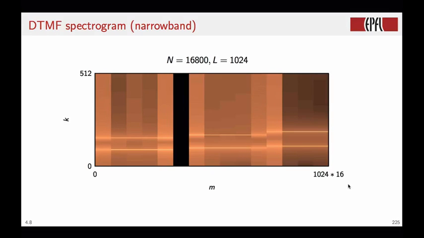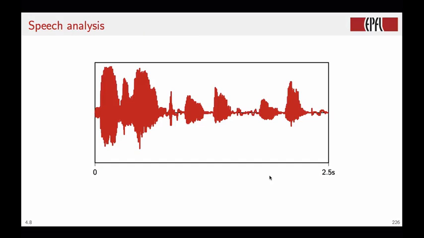If we increase the size of the window to 1024, so 4 times larger, then we have an extremely narrow band spectrogram. You see now that the frequencies are localized extremely precisely, but on the other hand, the time resolution is very poor. We're completely missing the silence here in the beginning, for instance, and the silence between these two digits. Spectrograms are particularly useful and particularly popular in speech analysis.